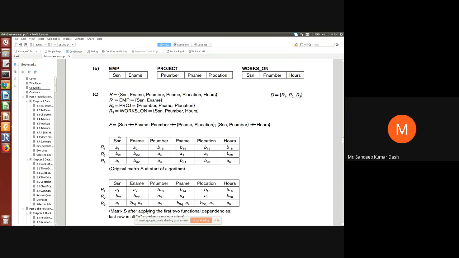Go to the next, R2. The R2 row is this. It has P number, P name and P location. P number, P name, P location. This will be A.